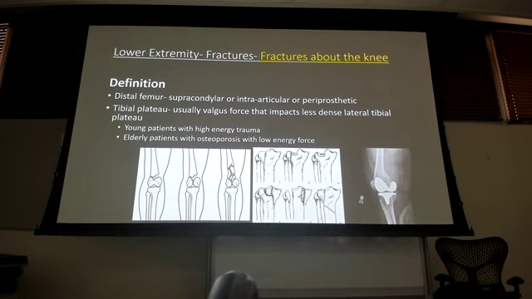For these ones, we want to make sure we check an ABI on any of these fractures as well, just like with our knee dislocations. So we need to make sure that they are neurovascularly intact, but we need to get an ABI on these patients as well. Anything below 0.9, we need to get a CT angiogram for those patients and look at that vasculature for disruption.